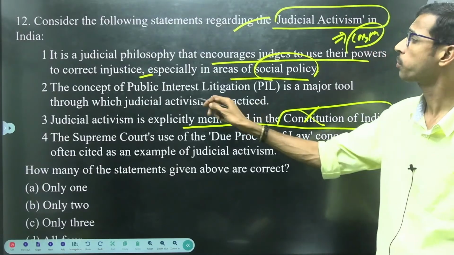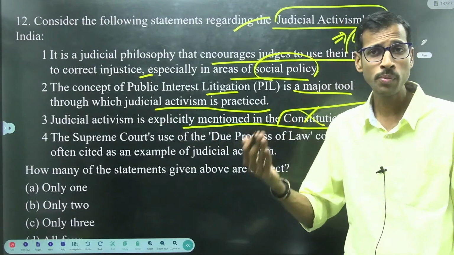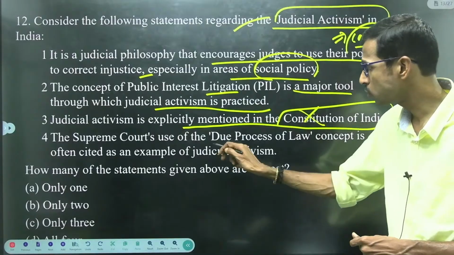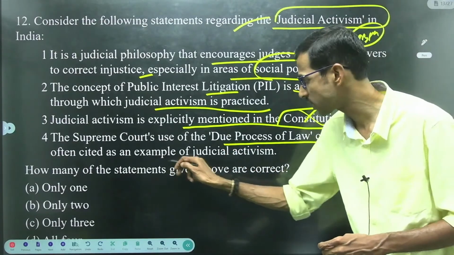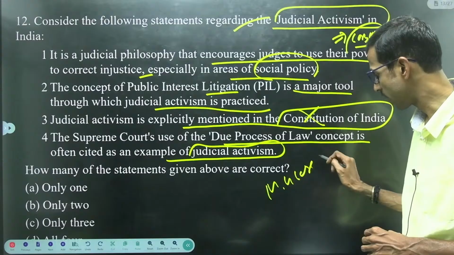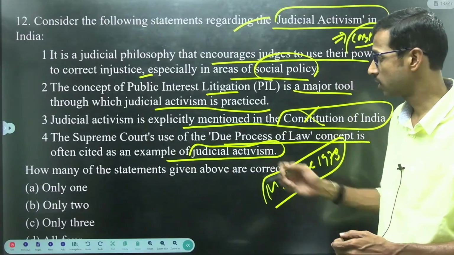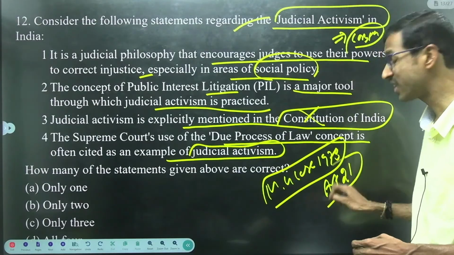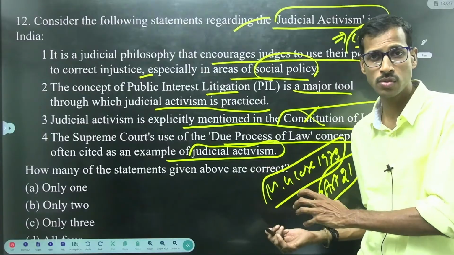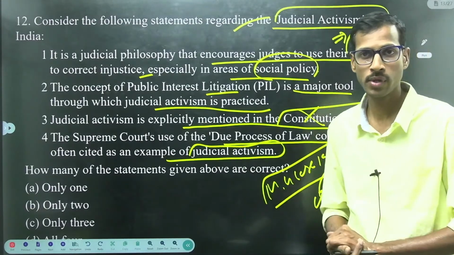If you see, the concept of public interest litigation is a major tool through which judicial activism is practiced. People here are very much interested to know everything, right? The Supreme Court's use of the due process of law concept is often cited as an example of judicial activism. We have already mentioned the Maneka Gandhi case, 1978. In this case, the Supreme Court clearly says that we have introduced due process of law to Article 21, right? From this situation, we can say judicial activism completely started in India.